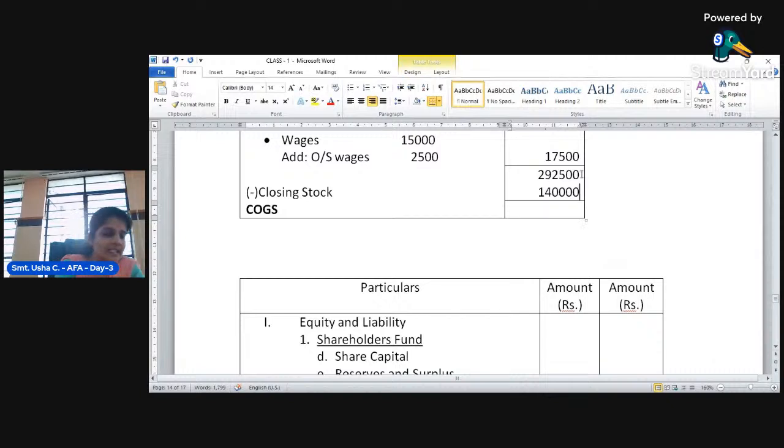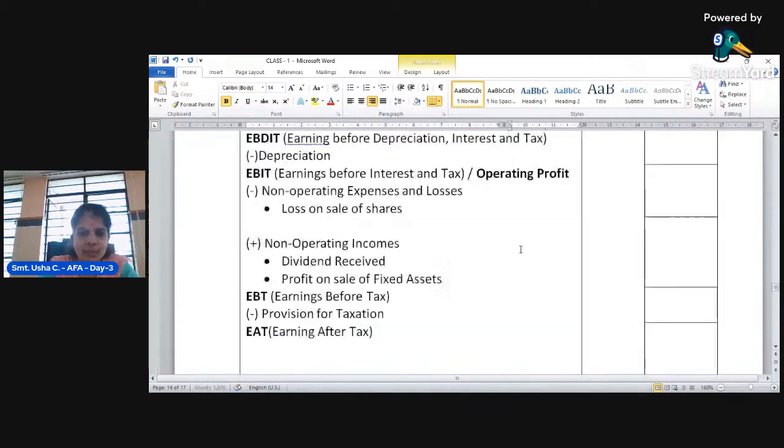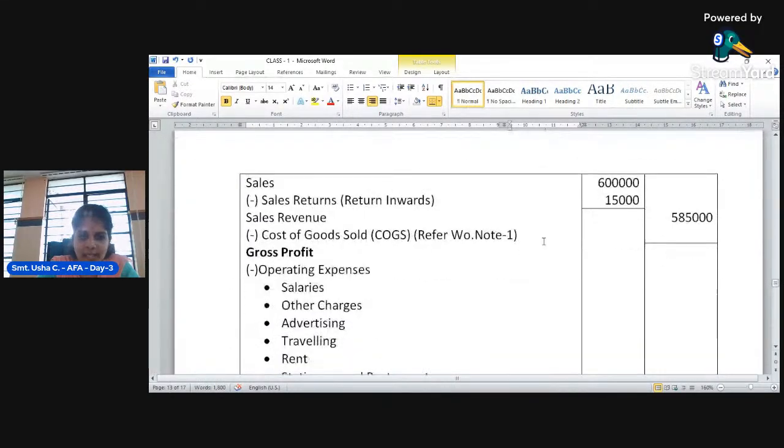1,40,000. Deduct this from 2,92,500. Balance is 1,52,500. This is cost of goods sold. Take this item of 1,52,500 in the profit and loss statement.